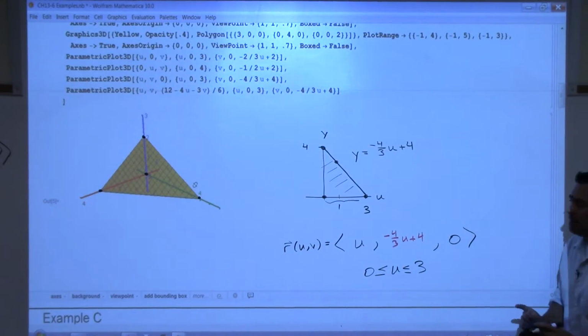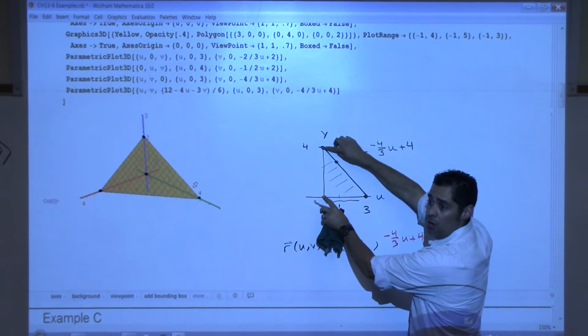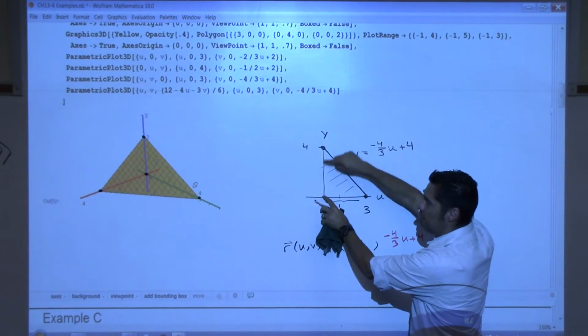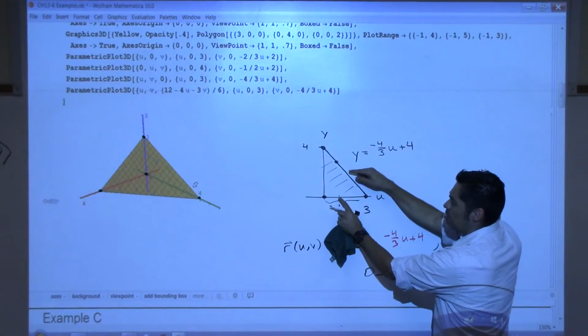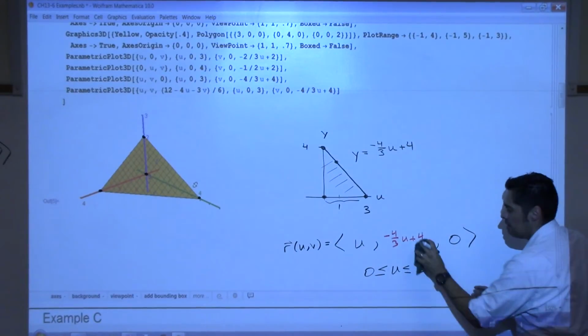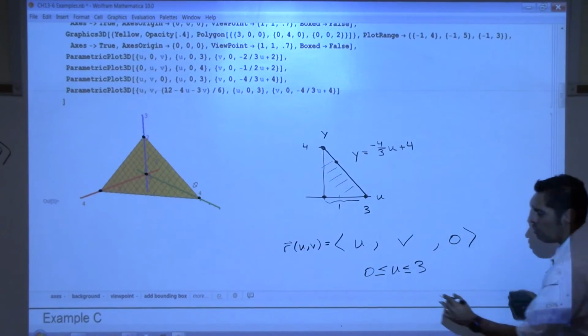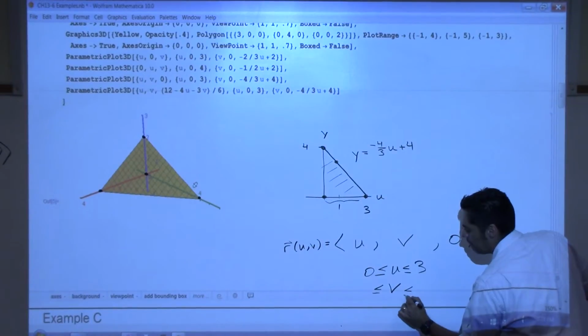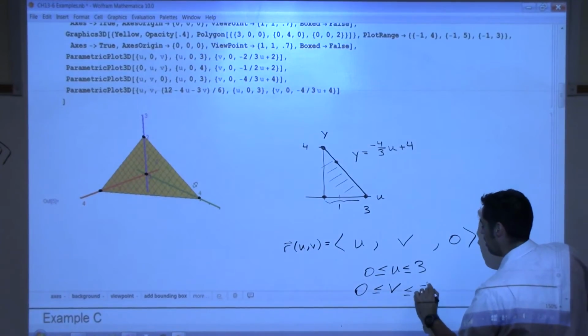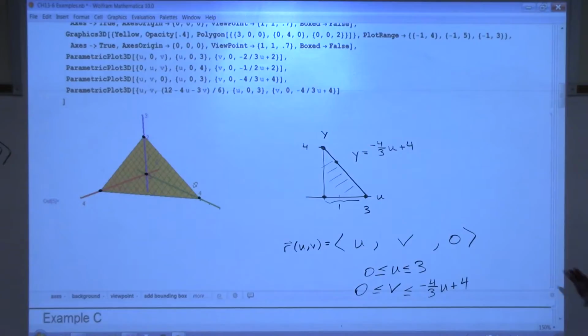What I need instead is that when I'm at u equals 0, I don't want to draw just that point. I want to draw every point between here and there, right? And when I get to 1, I don't want to draw just that point. I want to draw every point between this and that point. Yes? So what I do instead is I call this v, and I control v down here by letting it vary between 0 and negative 4/3 u plus 4. Extremely different thing happening here. Do you see the extreme difference?